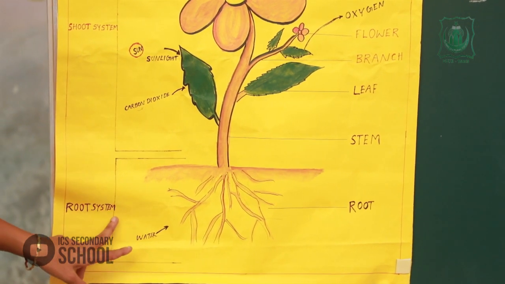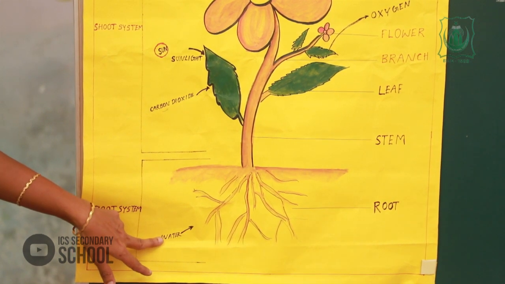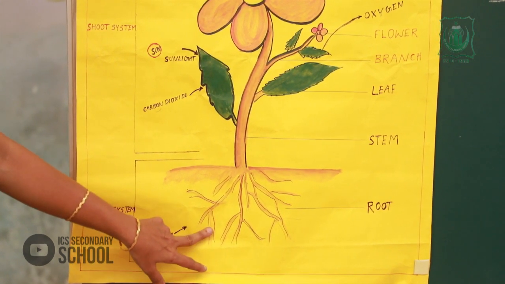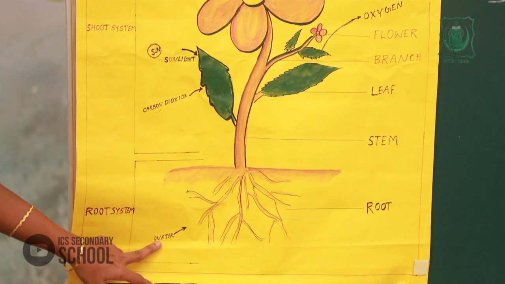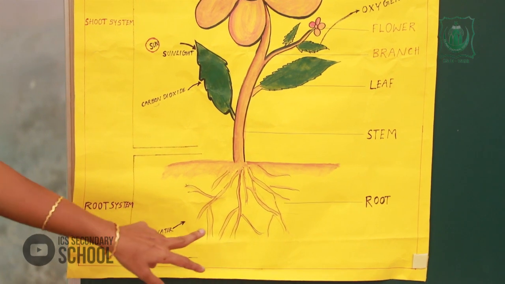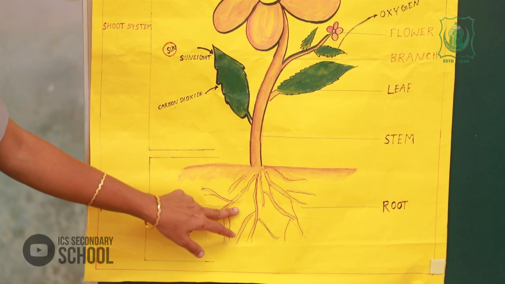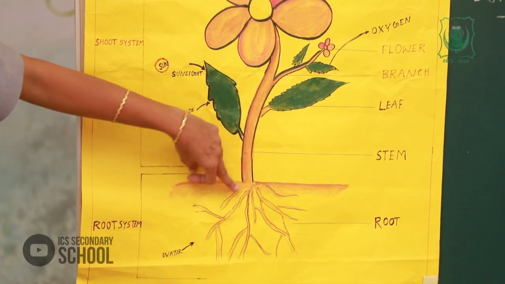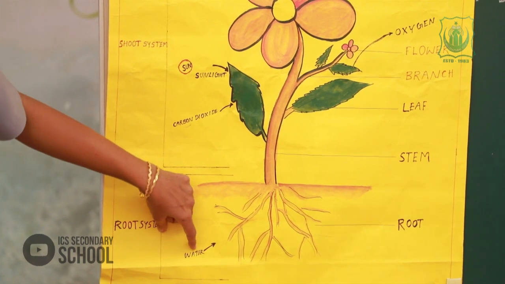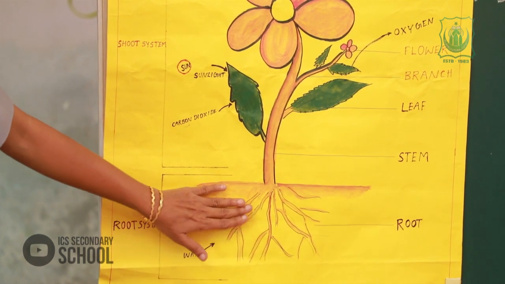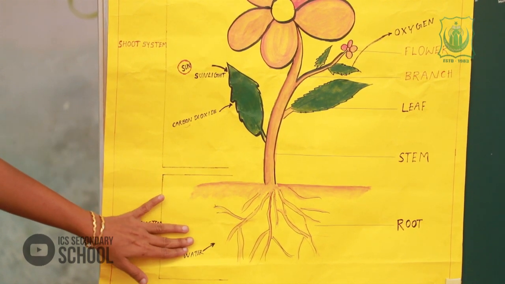taking water and minerals from the soil. Please listen. The root of the plant takes in water and minerals from the soil. From the roots, taking in water and minerals. All of you clear? The first one, the root of the plant takes in water and minerals.